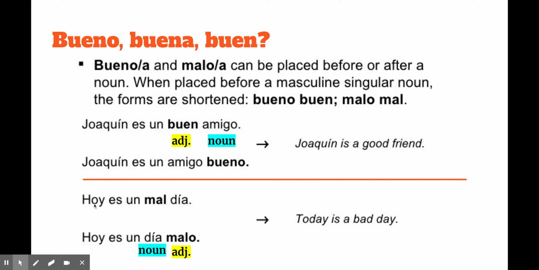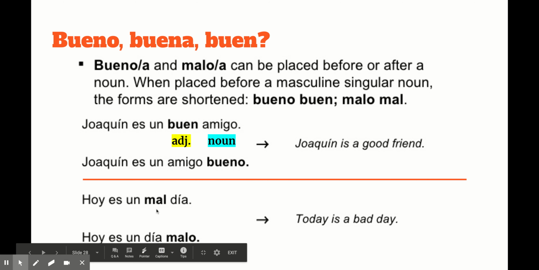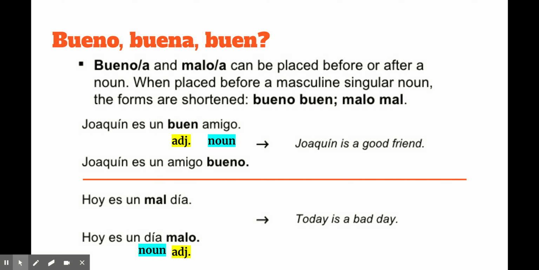Malo meaning bad. Okay, hoy es un mal día. If I said hoy es un mal día, today is a bad day. Or I could say hoy es un día malo. Today is a day bad, a bad day, right? Same thing here. They both mean today is a bad day.